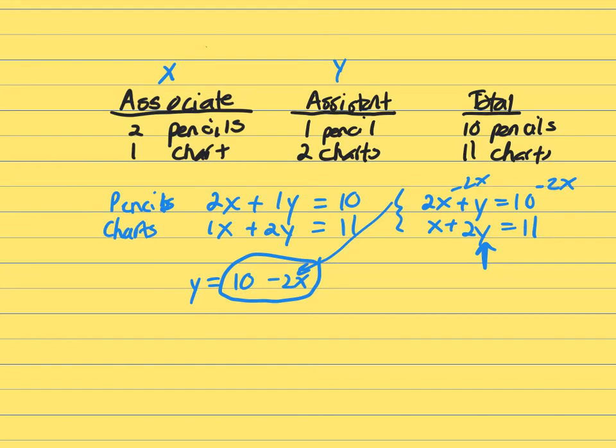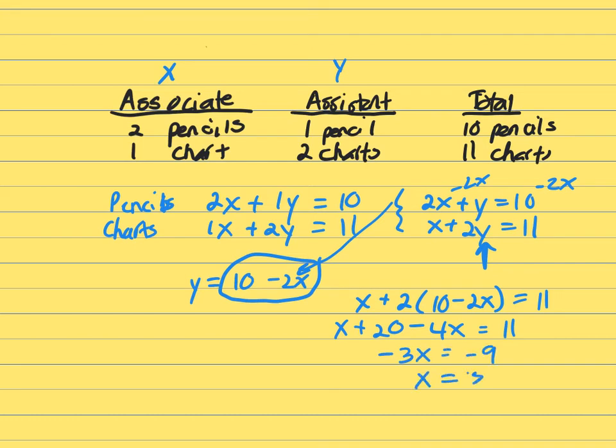So that's going to be X plus 2 times Y, and another name for Y is 10 minus 2X, equals 11. That's X plus 20 minus 4X equals 11. That's negative 3X equals negative 9. X equals 3. So I've got 3 associates.